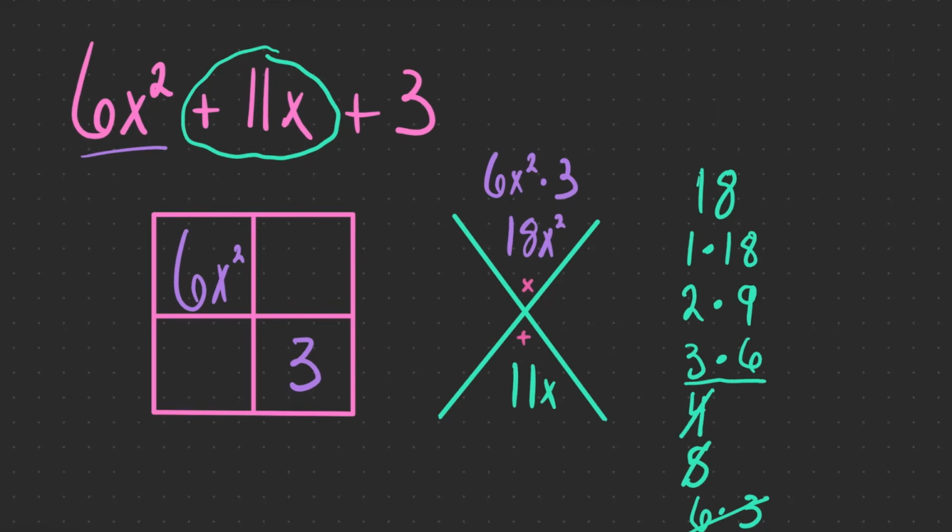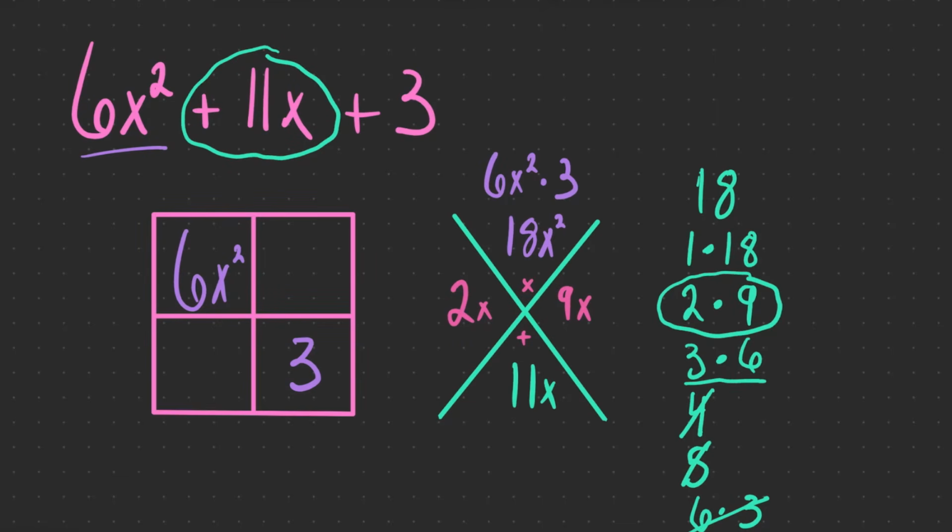Of these three combinations here, which ones add to give me 11? Hopefully you can see that it would be 2 and 9. So I'm going to write those two numbers here, 2x and 9x.